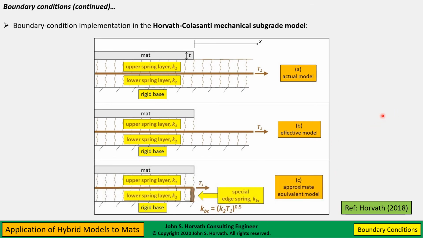I'm not going to show the derivation here. It appears in this reference and others, that you can come up with a special edge spring, defined as shown here, based on the tension membrane and lower spring. So basically, in your structural model, you put, in addition to the tension at the edge, the special spring that basically includes all of these effects. So depending on your specific application, you would have to develop your own boundary conditions.